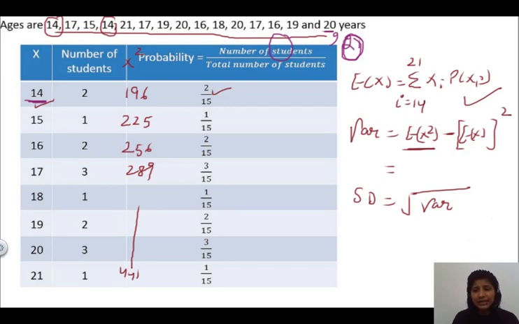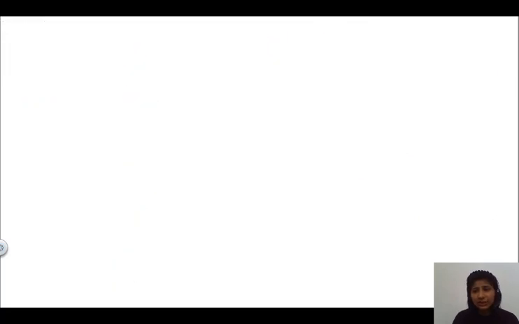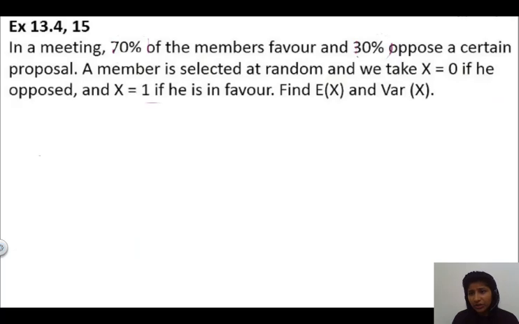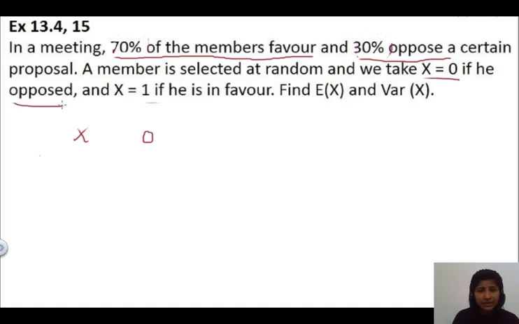Let us go to the last discussion, the last concept or question of the chapter. Here it is. It says 70% of the members favor, 30% oppose. Okay, so probability of favoring is 70%, opposing is 30%, 30 by 100. A member is selected at random and we take X equal to 0. X equals 0 means opposed. Probability of opposing is 30 by 100, right? I am writing it.